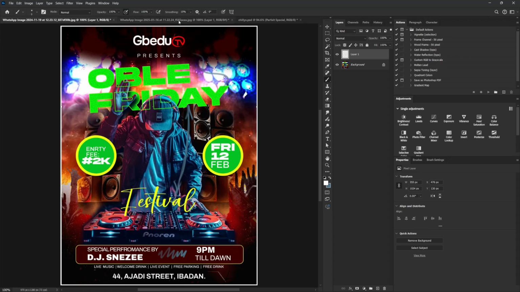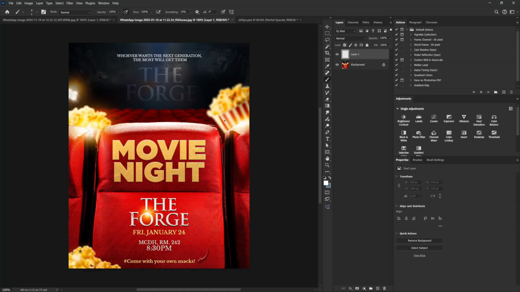Okay, so let's go straight to our next design. This is a beautiful design that I like. I like the fact that you can easily access the information in the project, which is the movement of the eye.